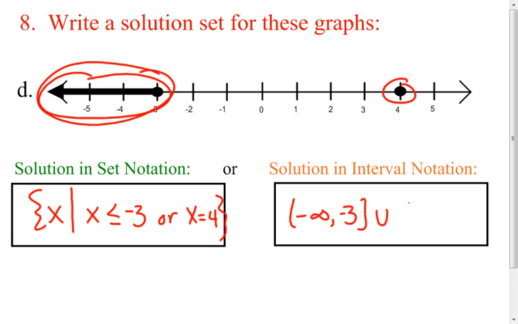union, and then all I have is the number 4. That's it. And you might want to put it in a bracket like that. Just the number 4.